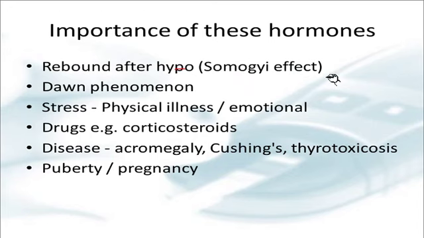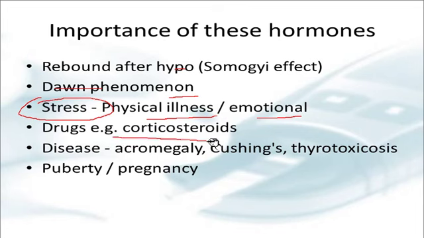The Somogyi effect, as we discussed, is a result of nocturnal hypoglycemia leading to morning hyperglycemia. The dawn phenomenon is commonly a result of an increase in adrenaline and growth hormone when you wake up in the morning, and that leads to morning hyperglycemia. Stress and physical illnesses and emotional illnesses will of course all cause hyperglycemia and can retard the effect of insulin. Drugs such as glucocorticosteroids, for example, will also retard the effect of insulin. And of course, diseases that we're going to discuss later on, like acromegaly, Cushing's and thyrotoxicosis, will all affect insulin levels and will reduce its effect.